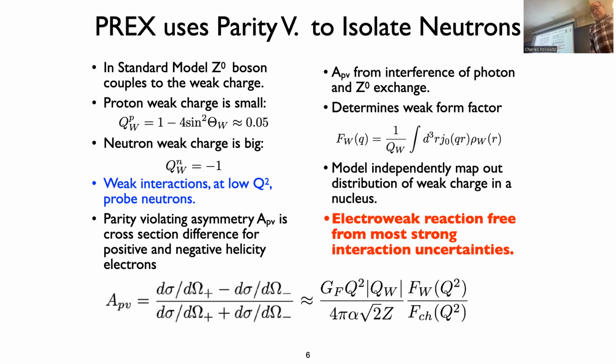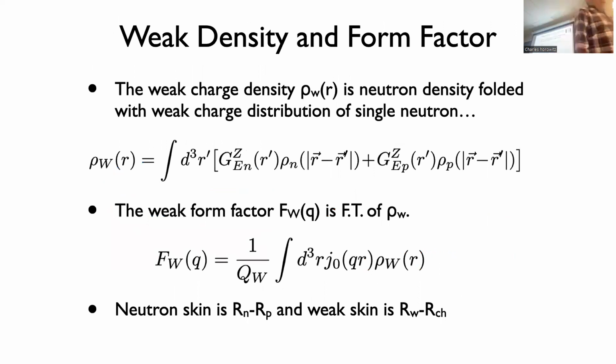And I should probably say atomic parity violation. So this beautiful cesium experiment actually measures the weak charge of cesium. Okay, great. So I just want to keep track. We're going to be measuring the weak form factor, which is the Fourier transform.